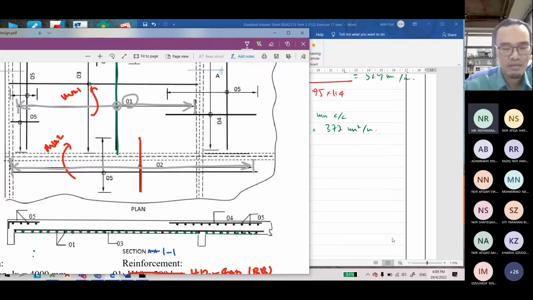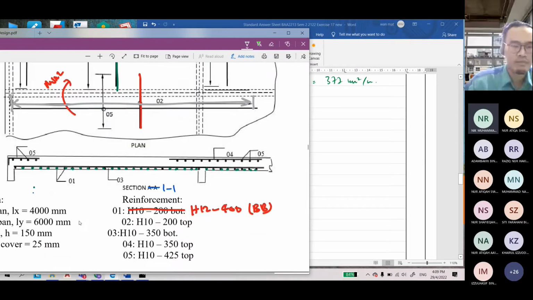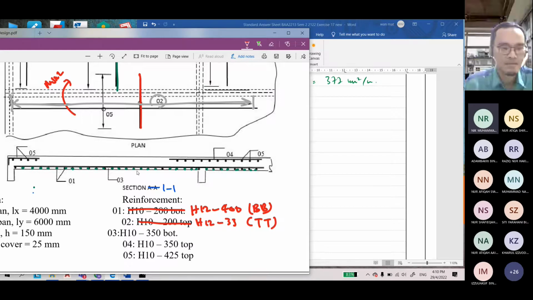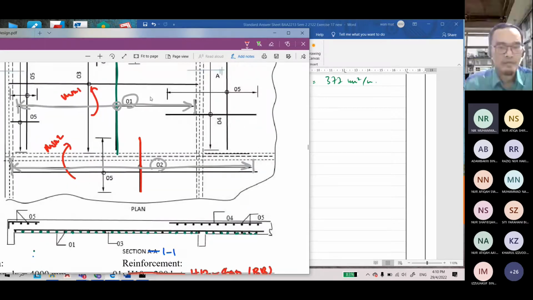Okay, so the number is number 2. The number is 2 here. So number 2 is H12 300 top. Okay, so we see it here because we do not cut the section later.